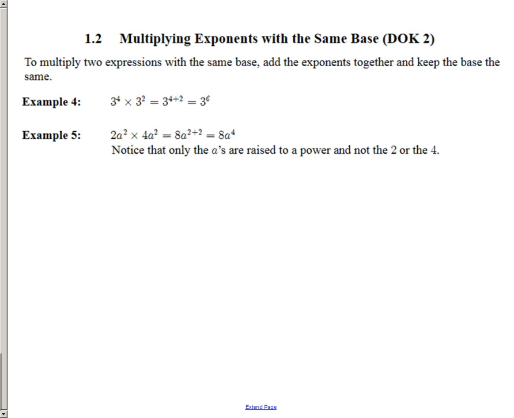All right, so we're going to multiply exponents that have the same base. So let's take a look at example 4 here first. I'm going to write it a little bit bigger. 3 to the fourth power times 3 to the second power.